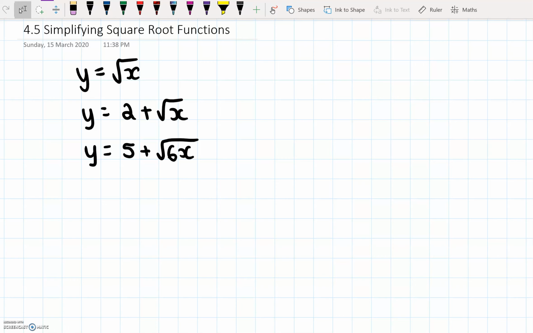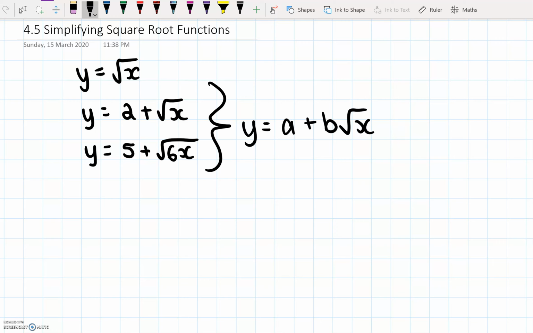Okay, now what we want to do when we simplify square root functions is we want all of them in the form of y equals a plus b root x. Okay, so what we want is we don't want there to be any numbers in the square root with the x. Now our first two, y equals square root of x and y equals 2 plus the square root of x, are already in that form. Okay, so we don't need to do anything with those ones.